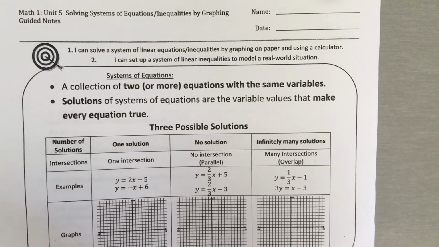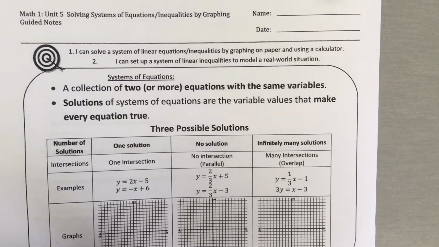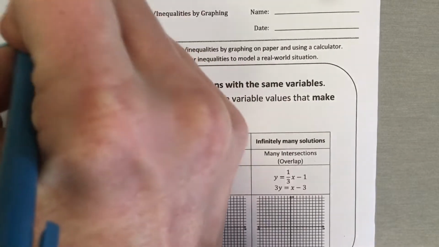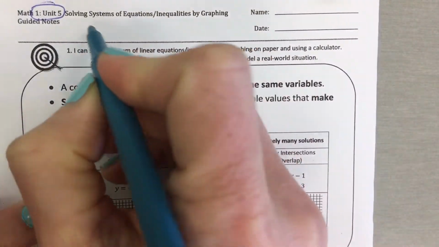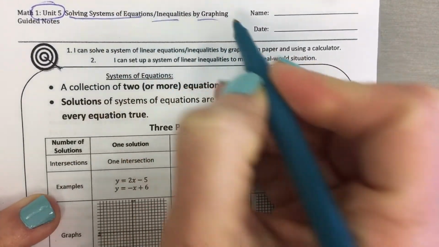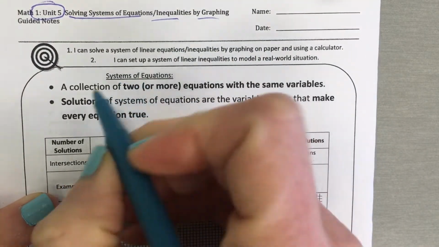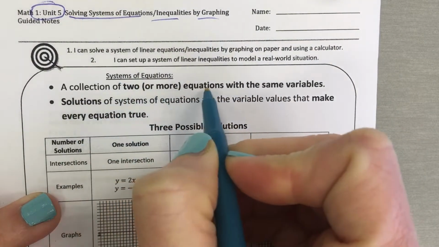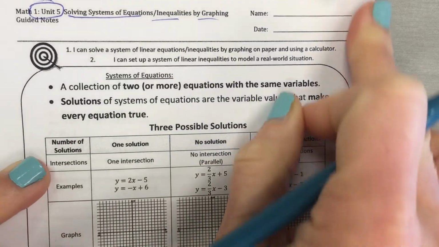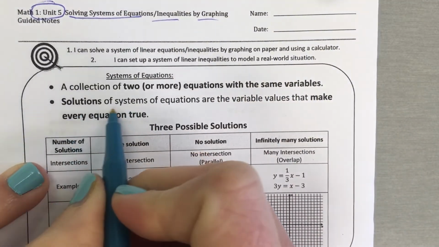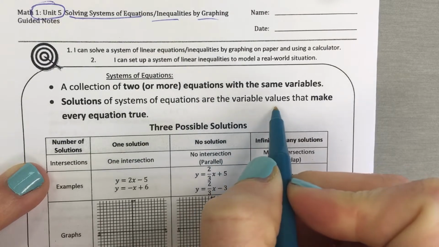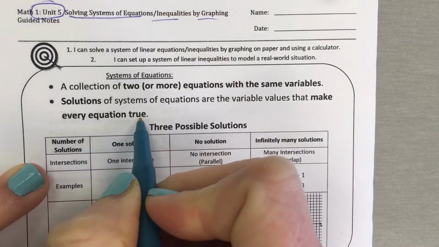All right, this is the first lesson in Unit 5, which is solving systems of equations and inequalities by graphing. A system of equations is a collection of two or more equations with the same variables. So this is new. Solutions of systems of equations are the variable values that make every equation true.